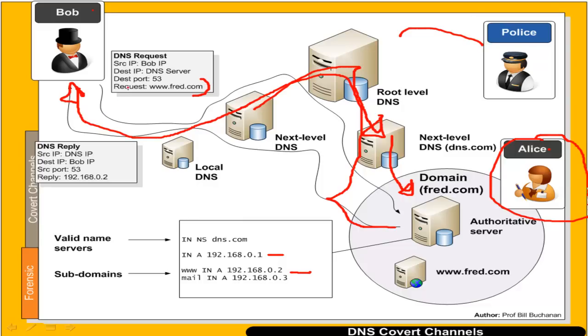So if we look at the process again, Bob requests to his local DNS for thread.com, a site which is run by Alice. It goes to the local DNS, up a layer to the root DNS, and then back to the domain. There is a domain server there which is looking after this domain, and it sends back what the IP address is.